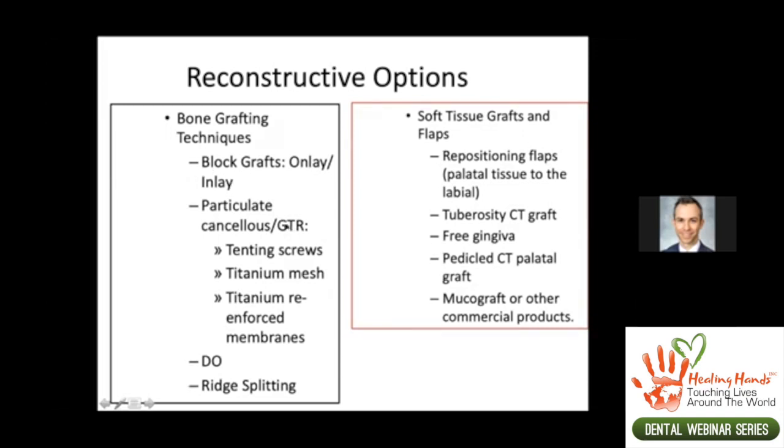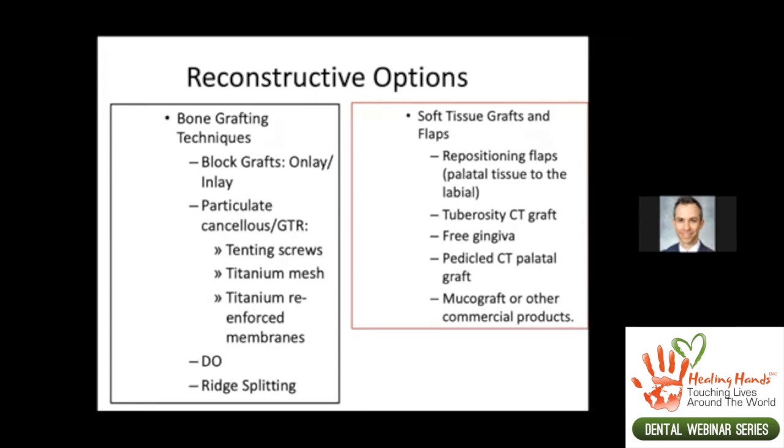We can also use guided tissue regeneration. It's probably the one I use the most commonly with particulate or cancellous bone. This can be autogenous, cadaveric, or alloplastic. And we can support this with tenting screws or a titanium mesh if we need to. And then there's also even the option of distraction osteogenesis to regenerate bone, especially for vertical defects.